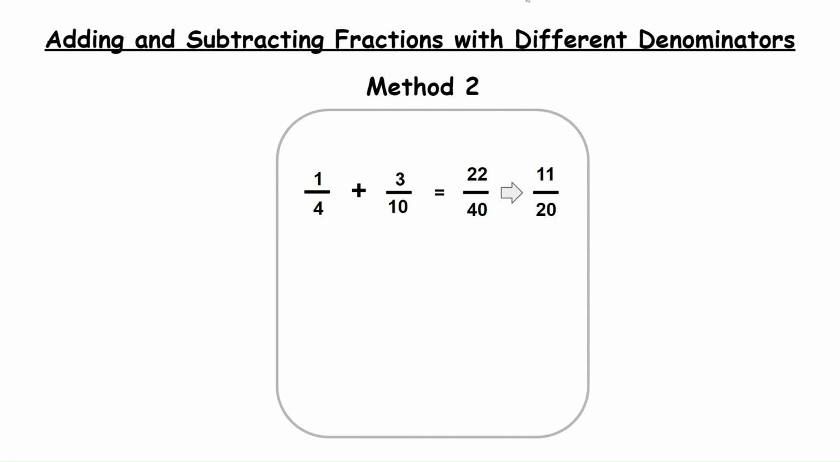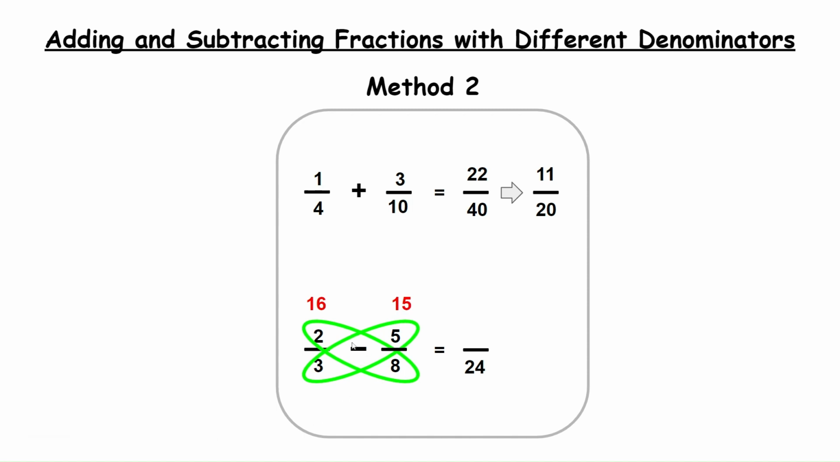Okay, let's try one more using this method. This time we're going to subtract 2 over 3 and 5 over 8. So first, let's multiply our denominators. 3 multiplied by 8 is 24, which will be the denominator of our final answer. And next, we're going to cross multiply. 8 multiplied by 2 is 16, and 3 multiplied by 5 is 15.